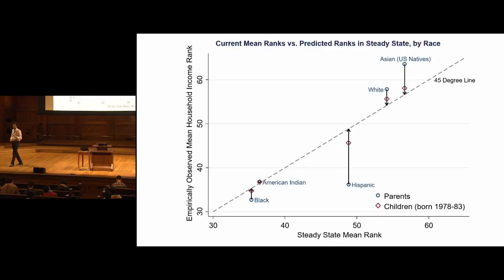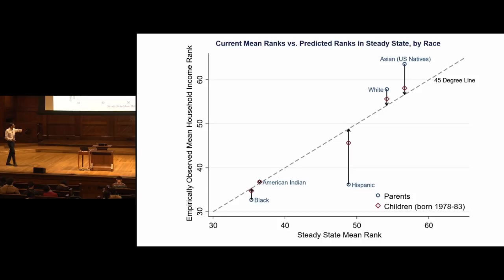So what is the point where the parents' average income will equal the kids' average income? For instance, you can see whites are up around the 54th percentile, Blacks are down around the 35th percentile, as we saw before, et cetera. So that's what's on the x-axis. On the y-axis, we're showing what you actually see in the data for the parents' generation.